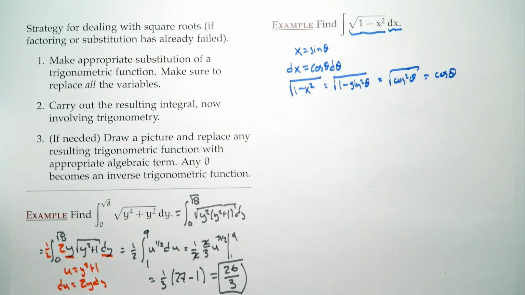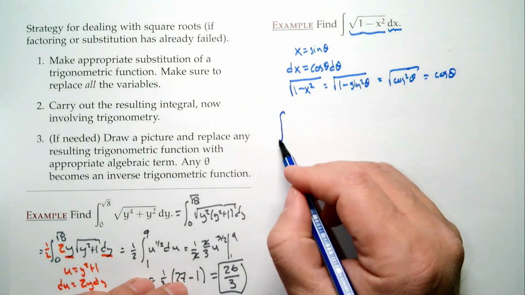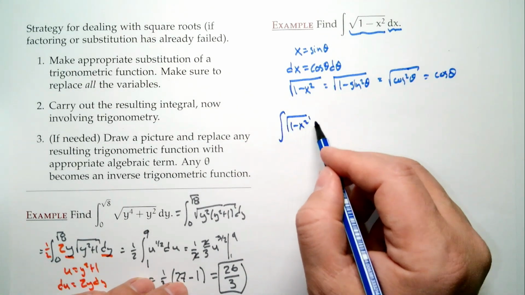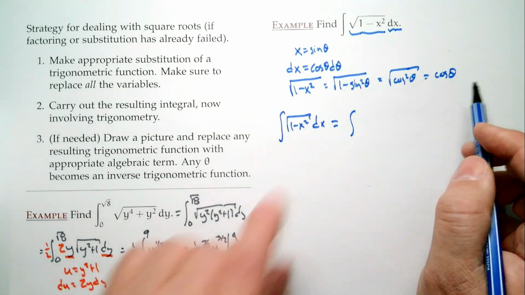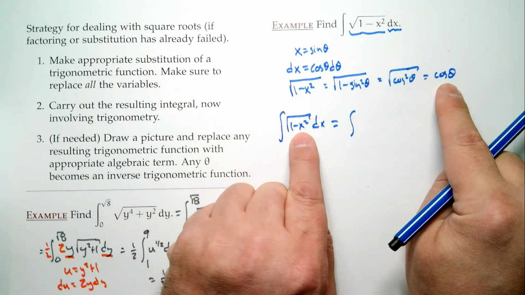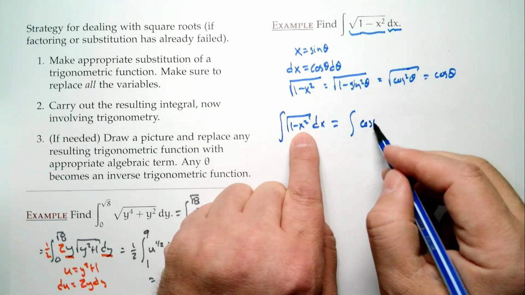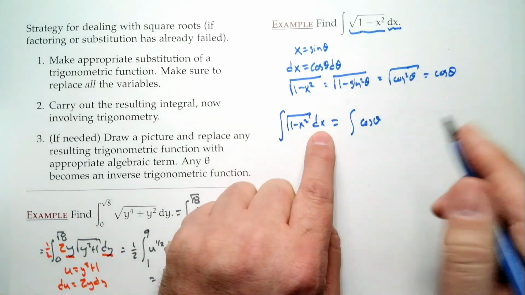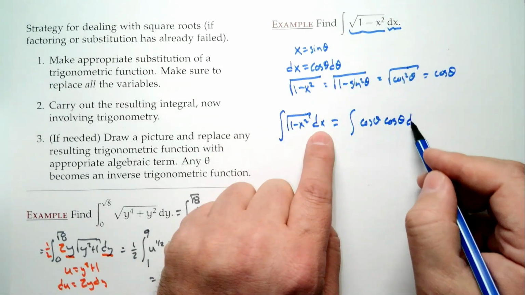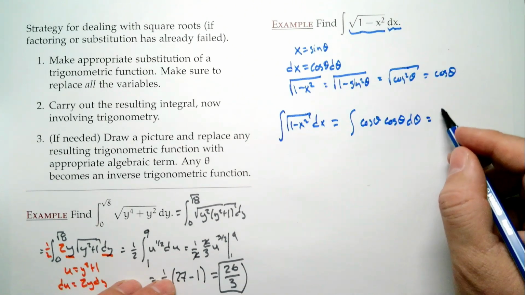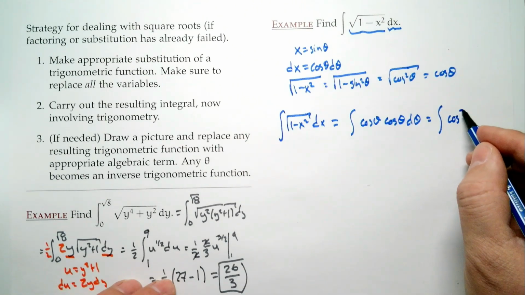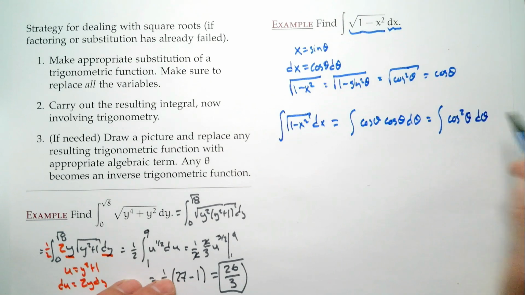So what do we get? Well, we get that this integral, square root of 1 minus x squared dx, is going to become the integral of cosine theta from the square root of 1 minus x squared. Then dx is going to become cosine theta d theta. So that's our integral. Now, if we clean this up, we see, aha, this is also known as cosine squared. So how do you integrate cosine squared? Is there a way to do that?